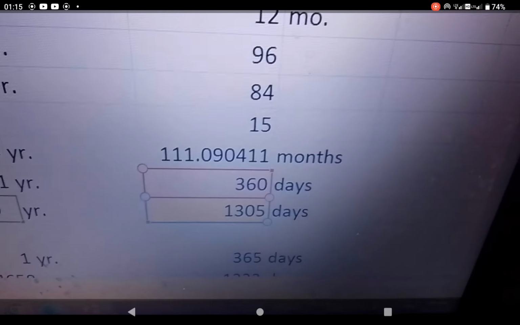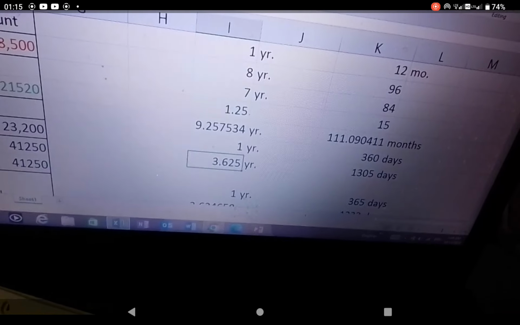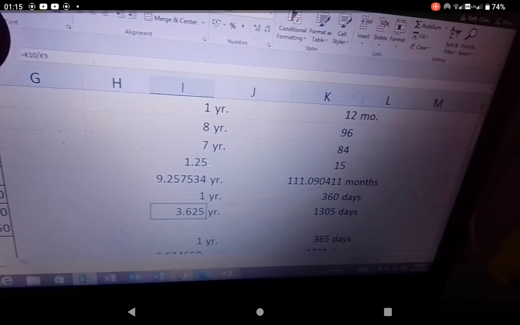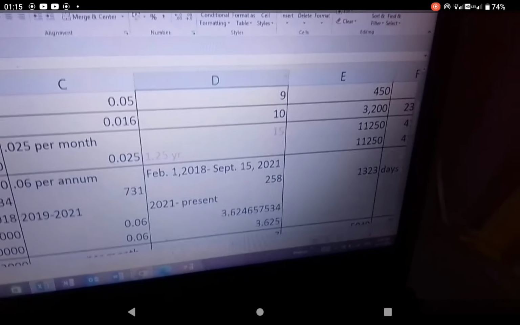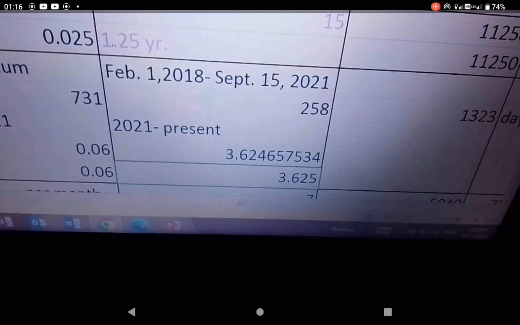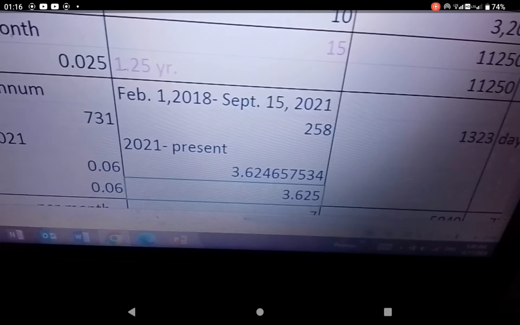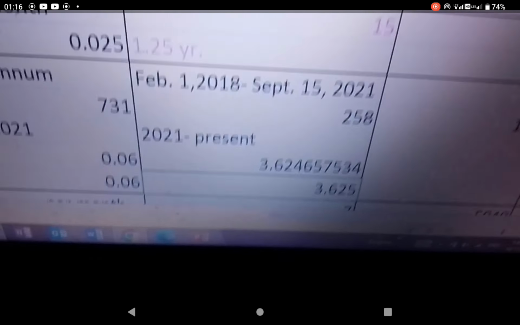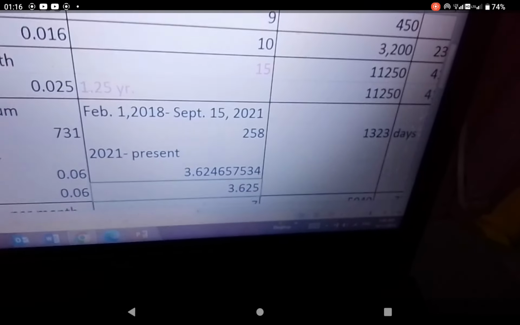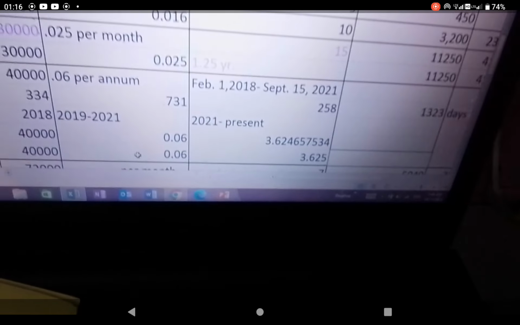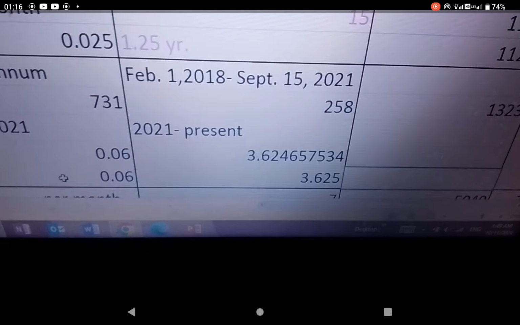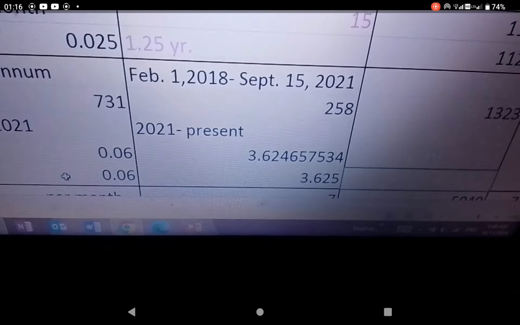But remember, our time unit is different. If you think we got the interest in days, we need it in years, because our time unit should be the same. Different time units are not allowed. So, this is what I did. I have 1,305 days divided by 360. And the answer is 3.625 years because of this formula. 1,305 divided by 360, and the answer that you're supposed to get is 3.625.